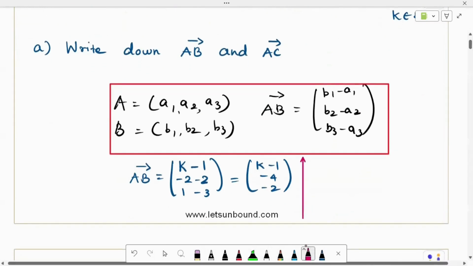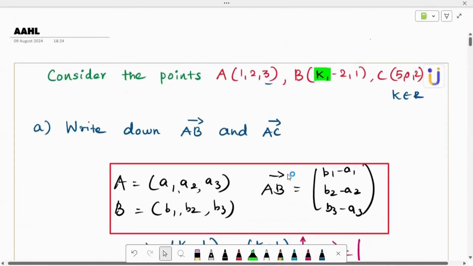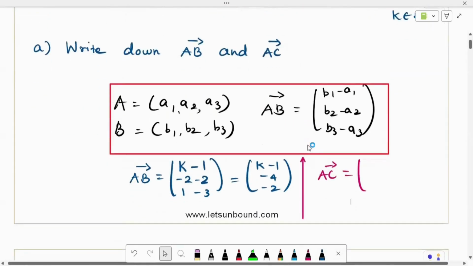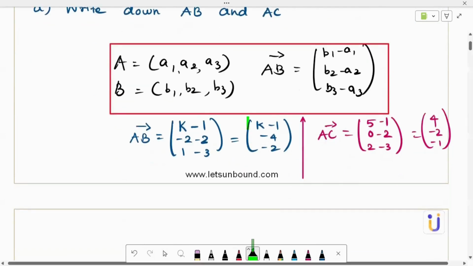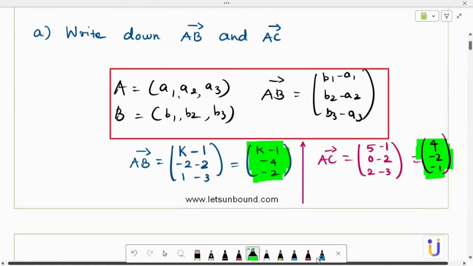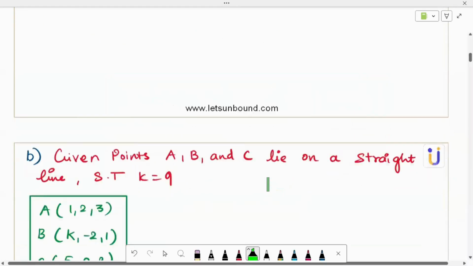And let's do AC. So AC vector is C minus A. That's simple. So 5 minus 1, which is 4. 0 minus 2, 2 minus 3. And this will go like this: 4, minus 2, minus 1. So this is my AB and AC. Very simple. And this will fetch us around 2 marks. That's simple it is. Next part.